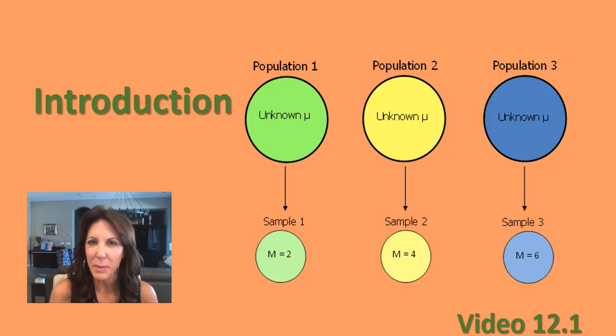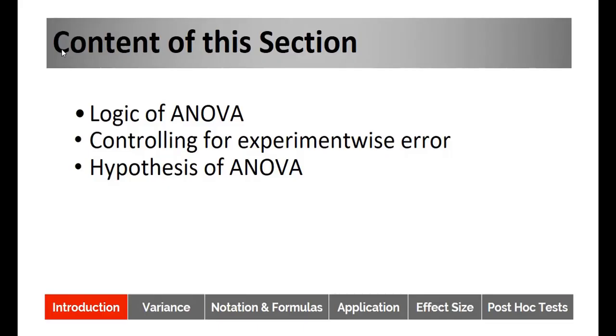So because it's a little bit different, we're not just limited to 2 groups anymore. We have some different types of calculations we do to find differences between 3 or more groups. Let's go ahead and take a look. So in this section, we're going to go over the logic of ANOVA. We're going to talk about controlling for experiment-wise error and what are the hypotheses that we use with ANOVA.